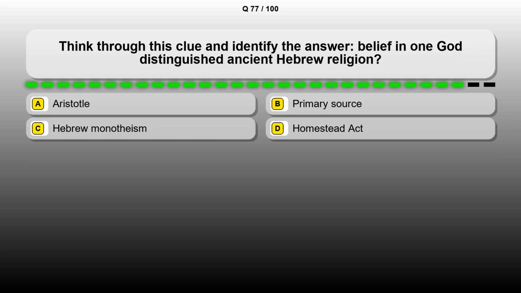Question 77. Think through this clue and identify the answer. Belief in one God distinguished ancient Hebrew religion. Option A, Aristotle. Option B, primary source. Option C, Hebrew monotheism. Option D, Homestead Act.